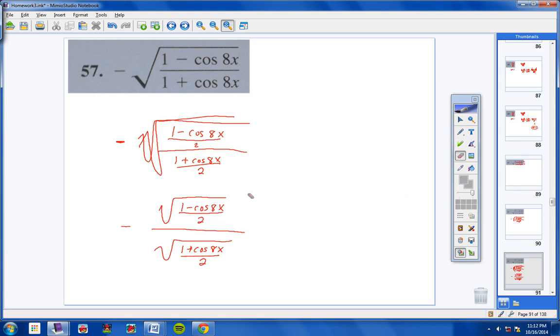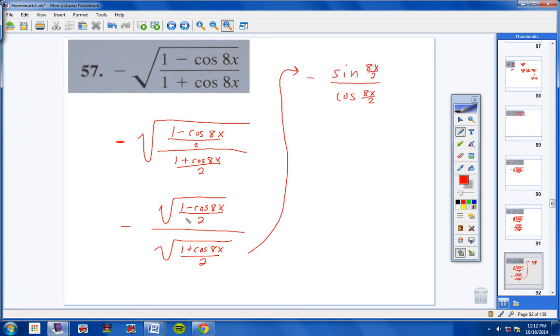Okay, now if you look at your half angle identities, students, look at your half angle identities, you will see that we have a substitution for this and a substitution for this. Okay, and here they are. 1 minus cosine 8x over 2 is sine of 4x squared, and 8x, students, is your what? Your u. And 8x here is your what? Your u. Okay? So I have sine of 8x over 2, cosine of 8x over 2. Okay?